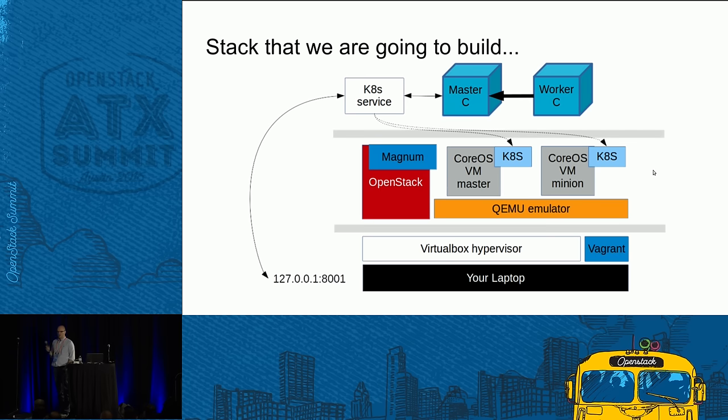You do have Magnum in there, installed as a plugin in DevStack, so you use some of the commands of Magnum. What Magnum does, in general, is abstract communication with Docker or container orchestration engines like Kubernetes. In this session, we're just touching Kubernetes. It supports Swarm as well now, and Mesos. Those two VMs that you see, the CoreOS VM master and VM minion, have Kubernetes installed in them, which is all done by Magnum.